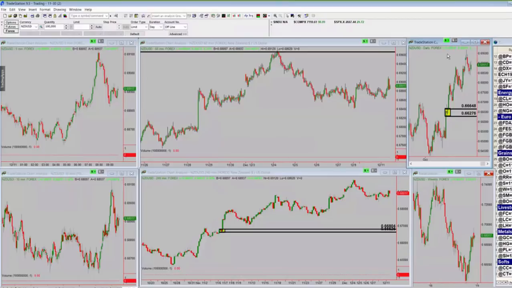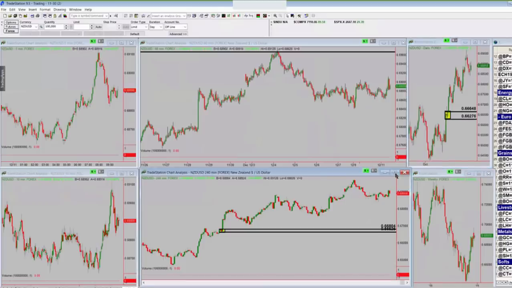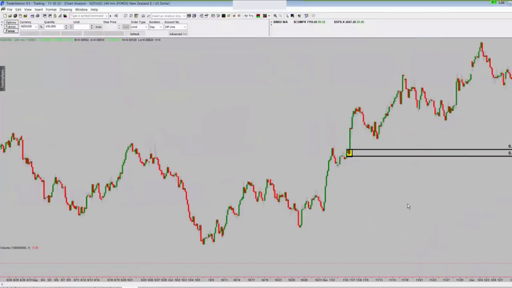Okay, so here's the New Zealand dollar. We have a decent little level up here at the whole number. We're not close to it at the moment, but just so you know where you're at in the bigger picture, here's the daily chart of that market. Now let's go down to a smaller time frame.